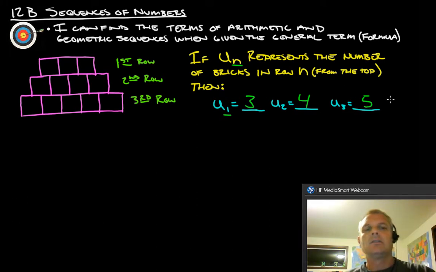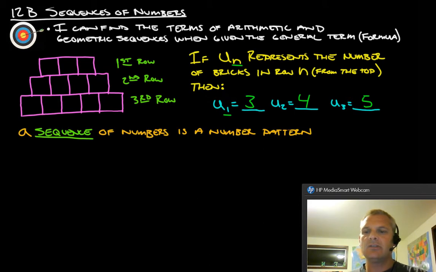Right? Okay. So with that, we can start to use that to help us describe and understand some things a little bit better. So a sequence of numbers is simply a number pattern. So this here is a number pattern because 3 plus 1 is 4, plus 1 is 5, and so forth and so on. You can figure out what the pattern is on this.